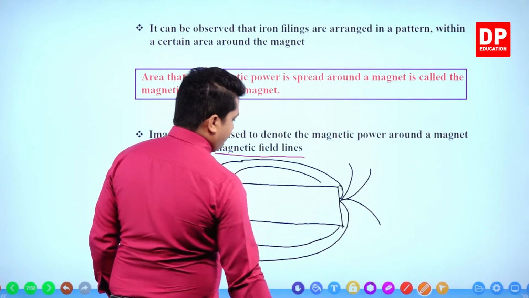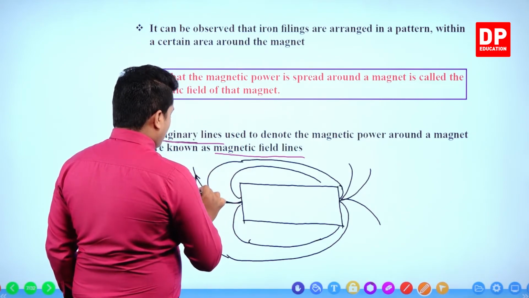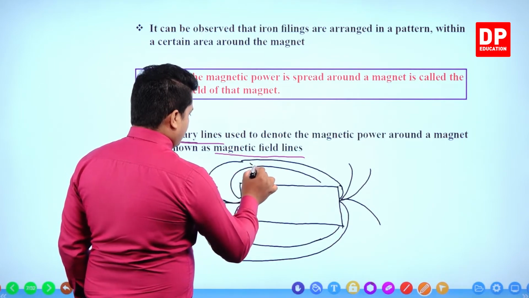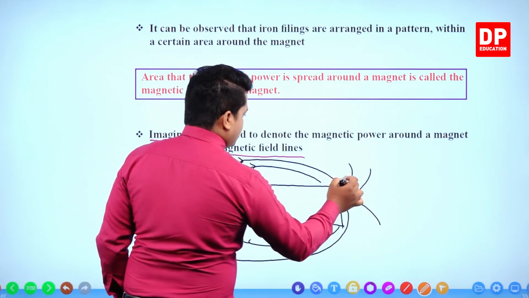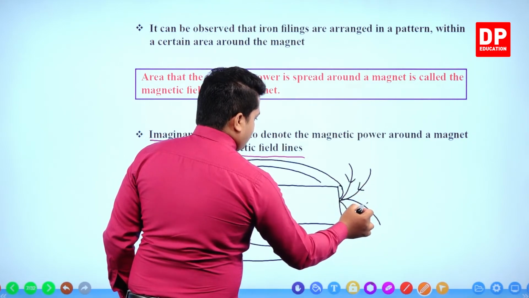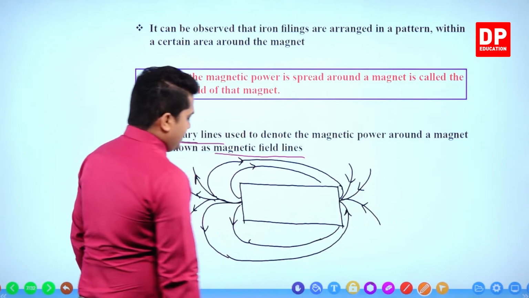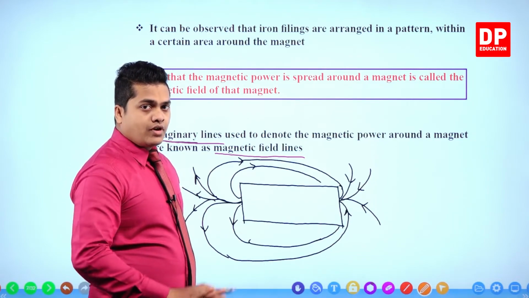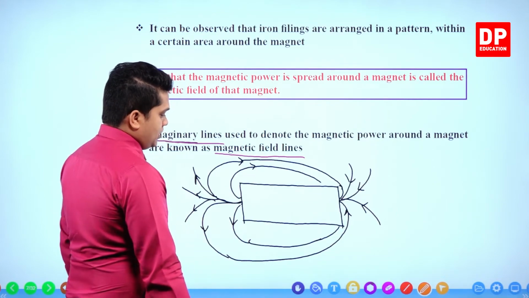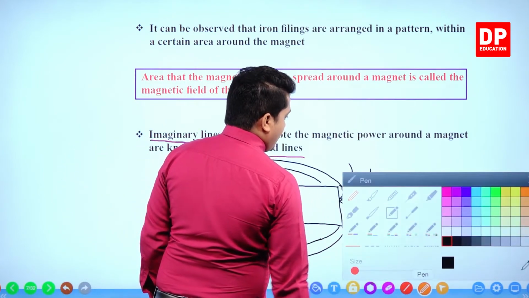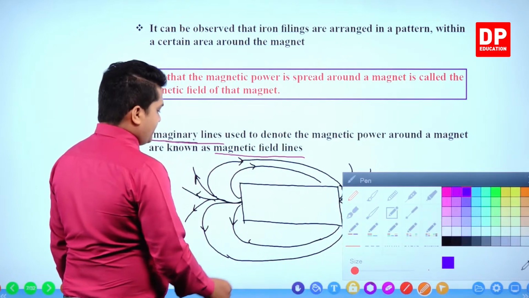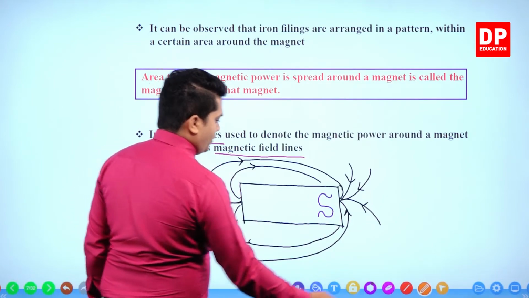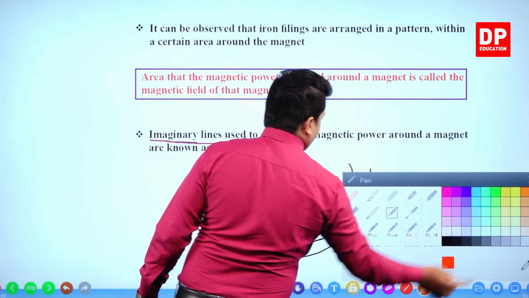Always remember, the magnetic field lines are going to arrange only in one certain direction. This means that they start from a certain pole of a magnet and travel to the other pole of the magnet. Always remember, this magnetic field is going to arrange from the north pole to the south pole of a magnet.